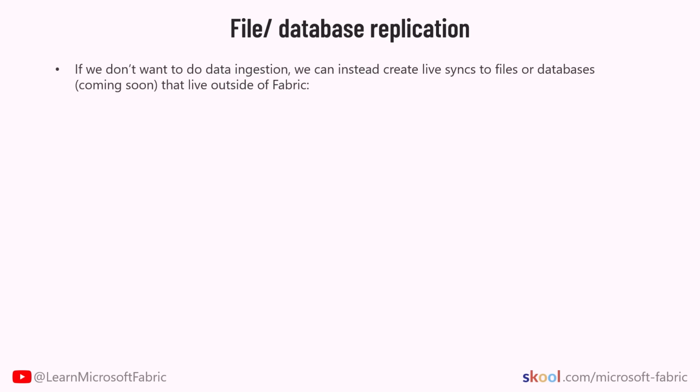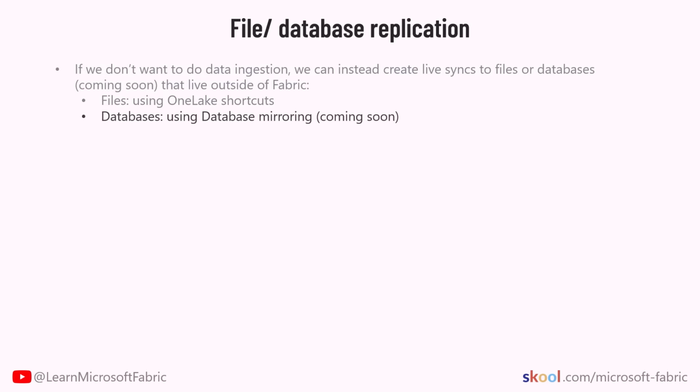So if we don't want to do this data ingestion thing that we've just been talking about, then we can create live syncs to files, and soon we'll be able to create live syncs to databases as well for external files and databases, things that live outside of Fabric. Now, the way to do that for files is using OneLake shortcuts. And for databases, it's going to be using database mirroring. This is a feature that's coming soon.